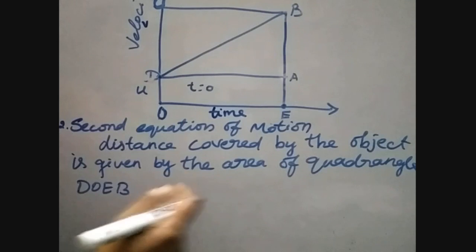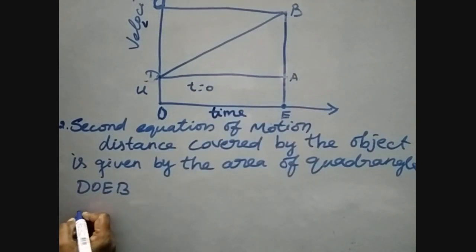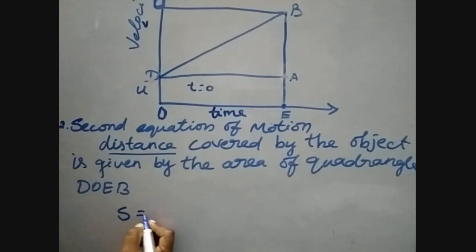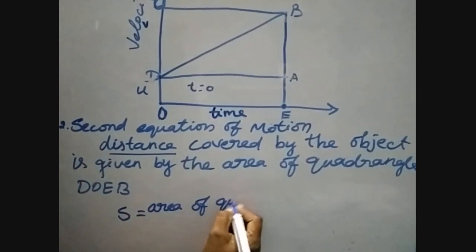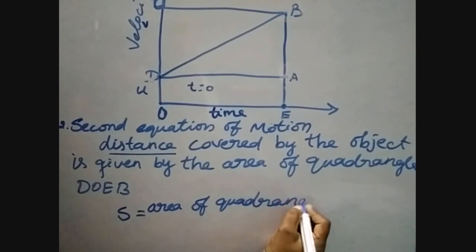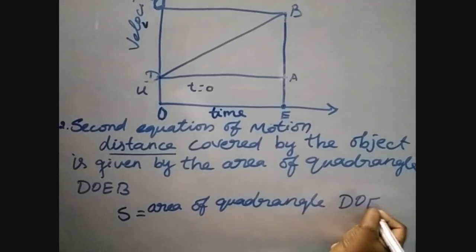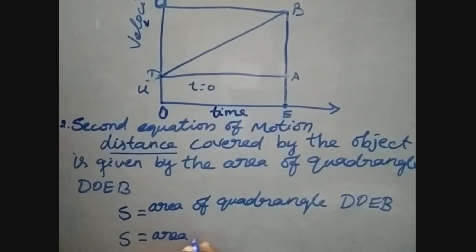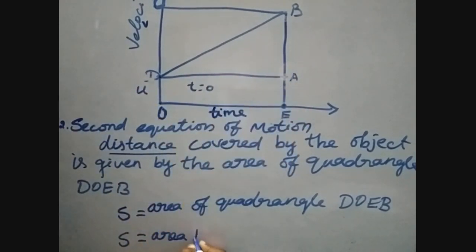So how will we find the area of the quadrangle? We have 2 steps. Distance is represented by the letter S. Distance is equal to the area of quadrangle DOEB. Now the area of the quadrangle has 2 areas: one is the area of rectangle DOEA plus the area of triangle DAB.